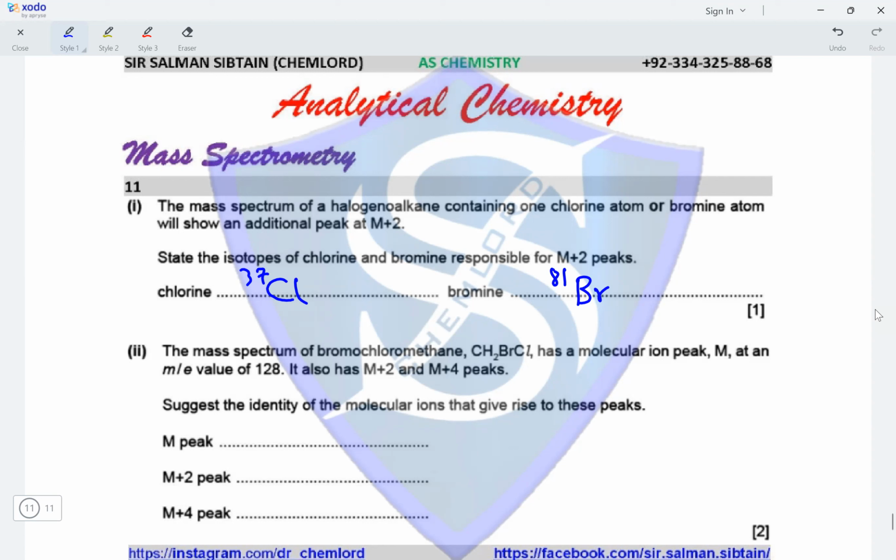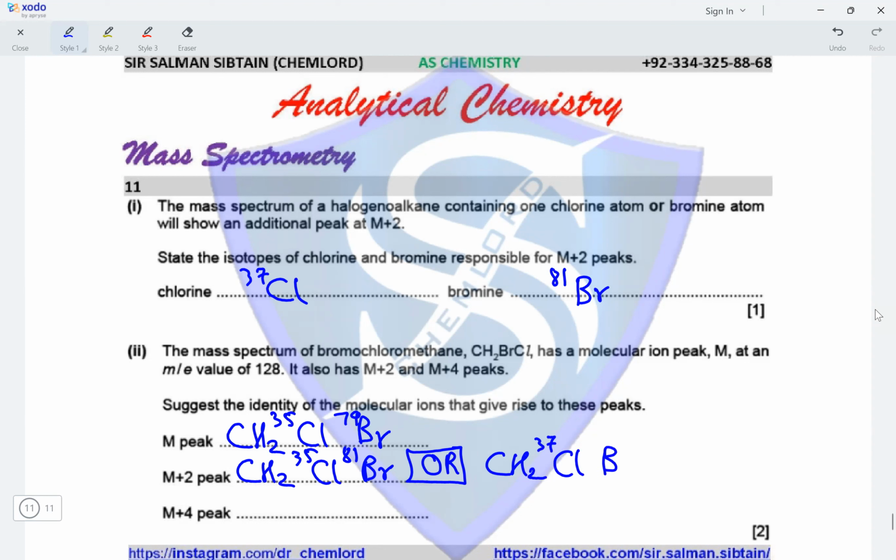The M peak would be CH2 Cl35 Br79. The M plus 2 peak would be if either the chlorine or the bromine isotope has been replaced by the other isotope. So we can have CH2 Cl35 Br81, or we could have CH2 Cl37 Br79 for the M plus 2 peak. And for M plus 4, both the isotopes Cl35 and Br79 will be replaced by Cl37 and Br81, giving rise to the M plus 4 peak.